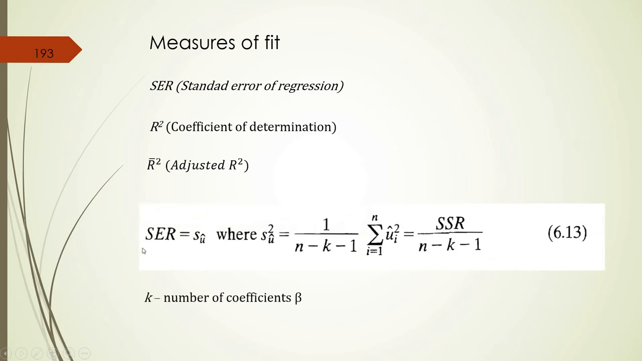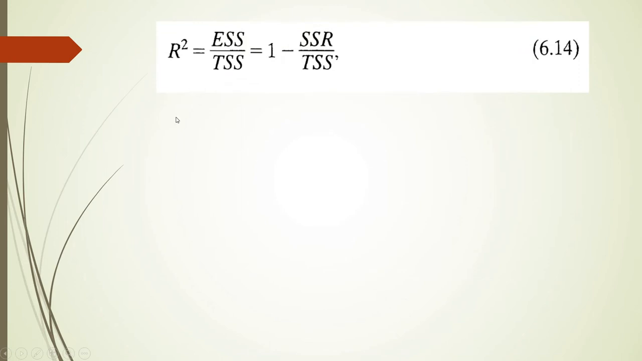Standard error is calculated on the basis of a formula similar to the simple model. We are dividing the sum of squares of residuals by the number of data points minus the number of our variables minus 1. When it comes to R-squared, the formula is the same, so the explained sum of squares is divided by the total sum of squares.